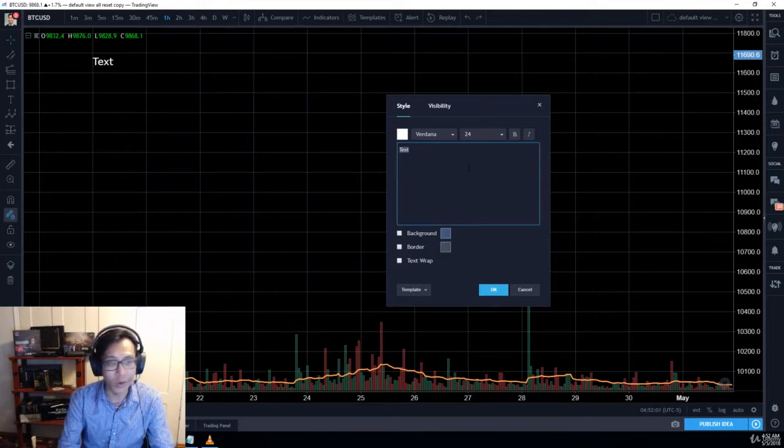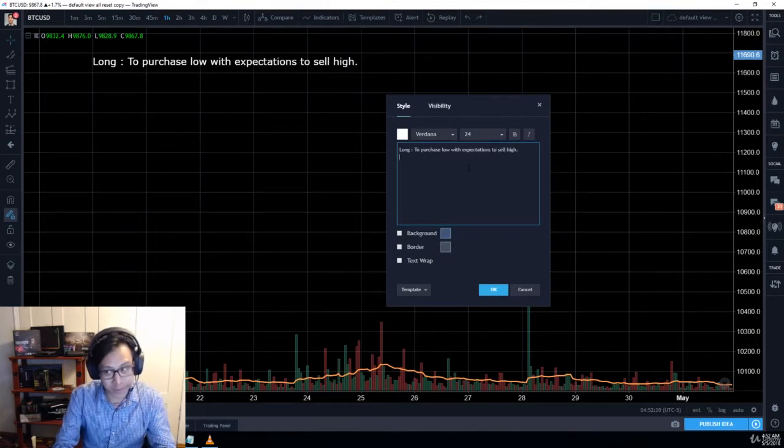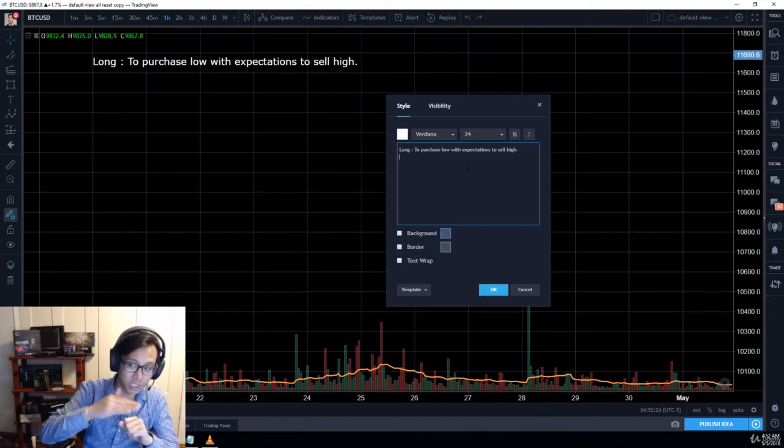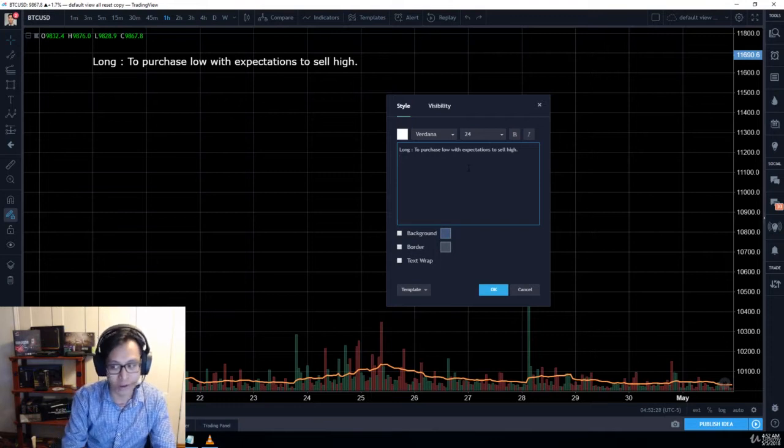So if you're going long, for example, okay? If you're going long, for example, right? It basically means to purchase low and hope to sell high, and purchase low with expectations to sell high. That's basically the simple definition of going long, right? You purchase something cheap and you expect to sell it higher. So, giving you guys a very basic definition, which I'm sure you all know already.